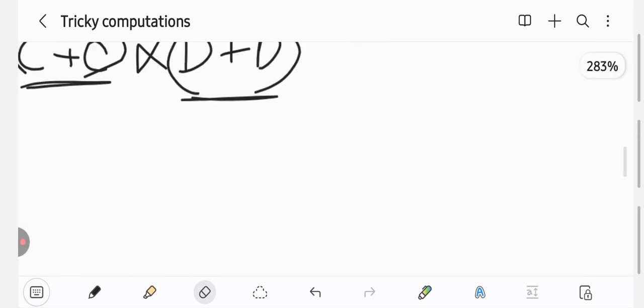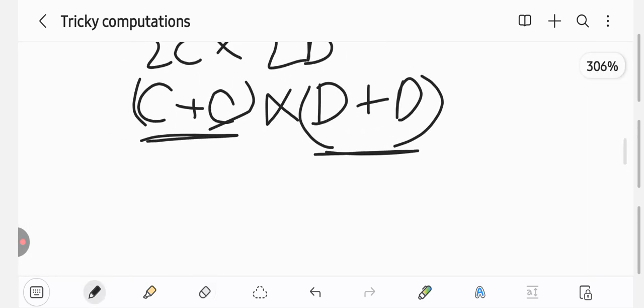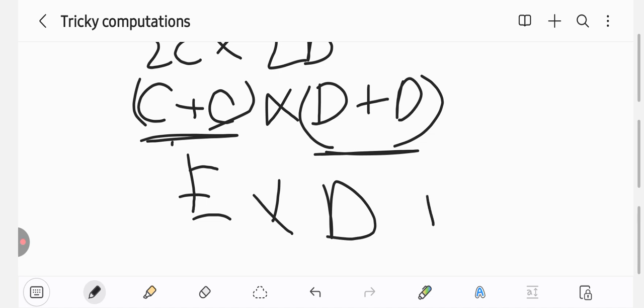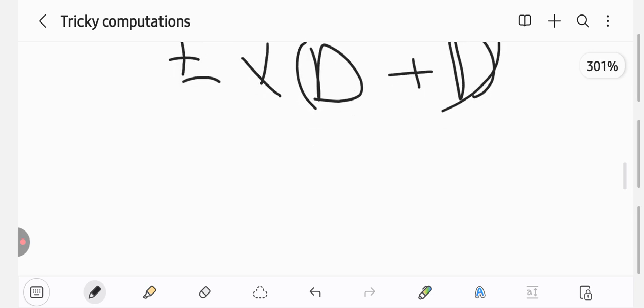Now let's go into the much more complex. Let's take this sum of C plus C, which is E. So we get E times D plus D. Now we may use the distributive property as we explained before. The first D was added E times, the second D was added E times.